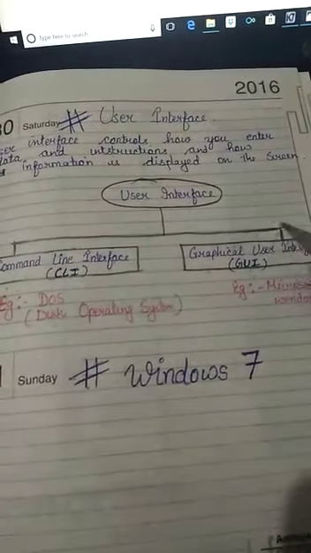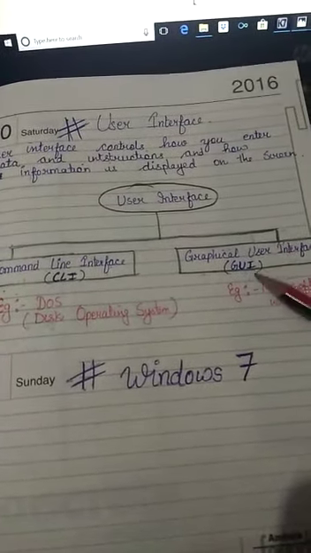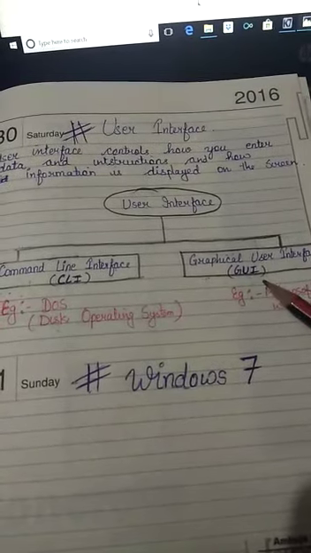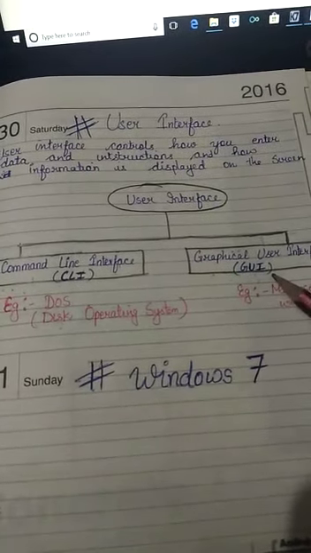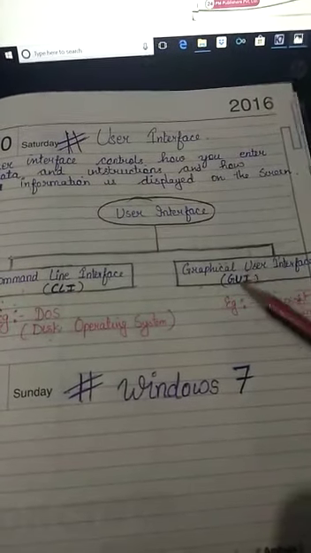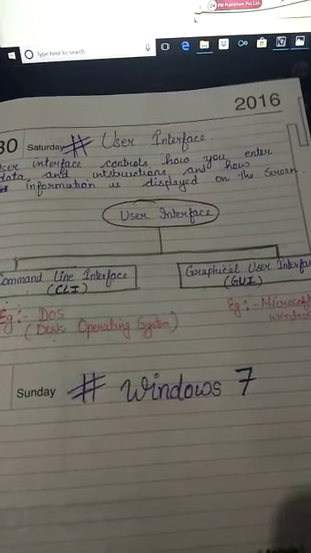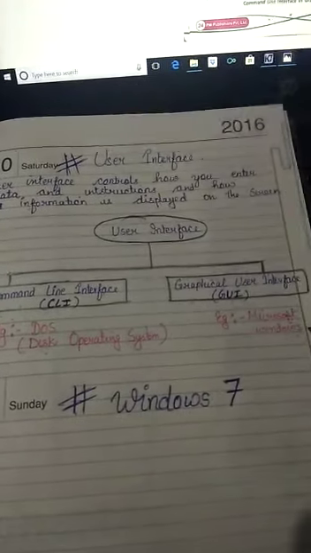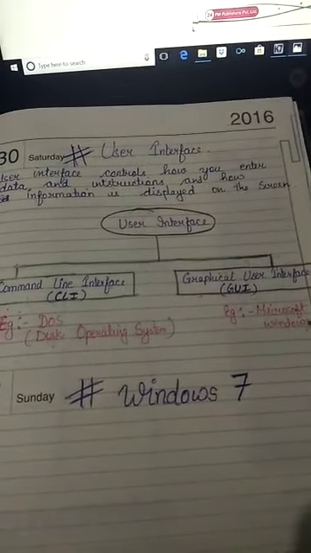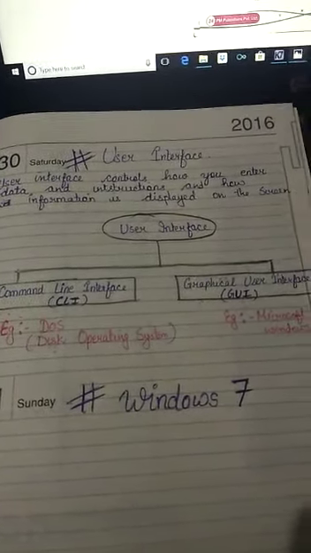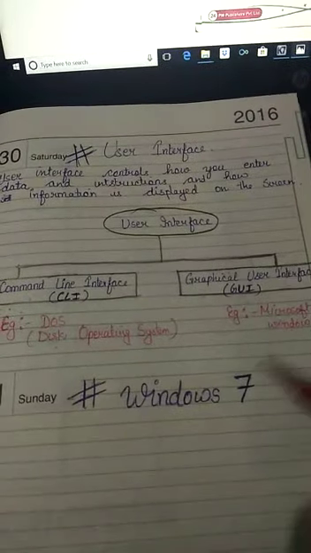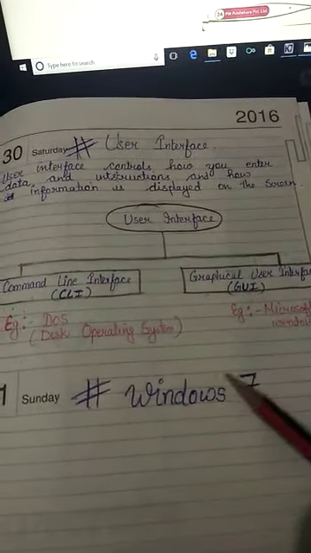In graphical user interface, we need a mouse to access windows, icons or menus. In this, user interact with the operating system by using a mouse. Example is Microsoft Windows. There are so many versions of Windows like Windows XP, Windows 7, Windows 8. In this chapter, we will discuss about Windows 7.